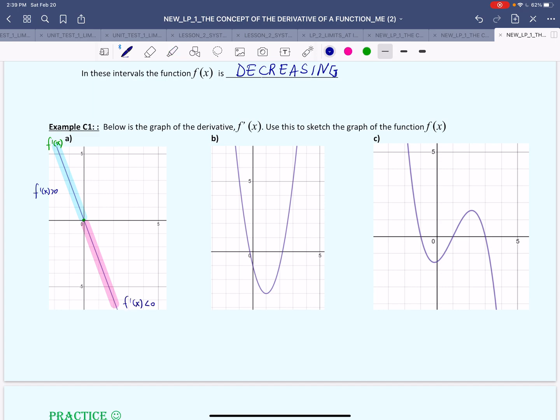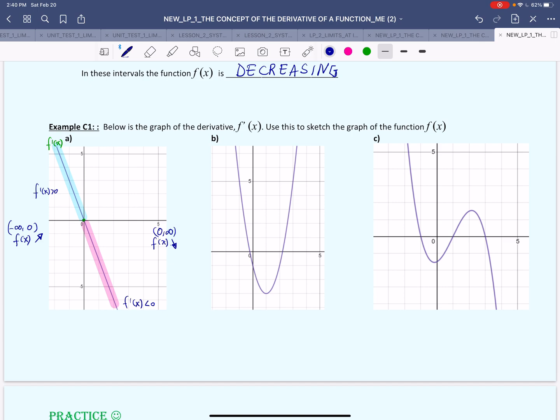So what that means is that from negative infinity to 0, f of x will be increasing. And from 0 to infinity, f of x will be decreasing, and that's because f prime of x is negative.